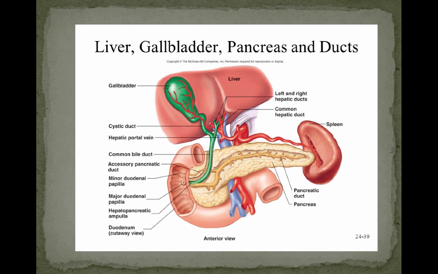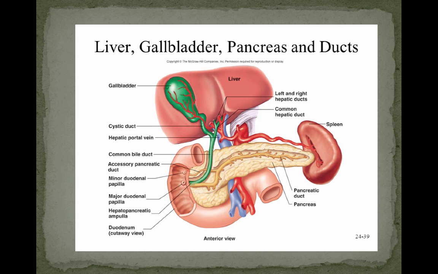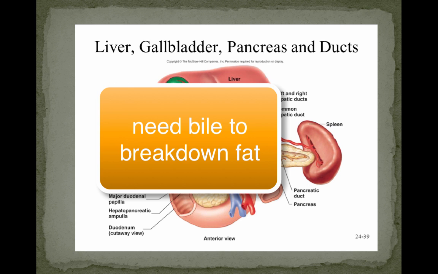It does this by secreting bile into the duodenum. This bile is a very alkaline fluid. It contains bile salt, bilirubin, and cholesterol. The bile salt is required to break down and absorb fats in the intestine.